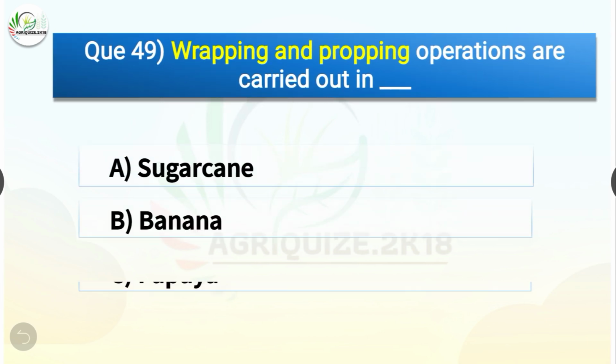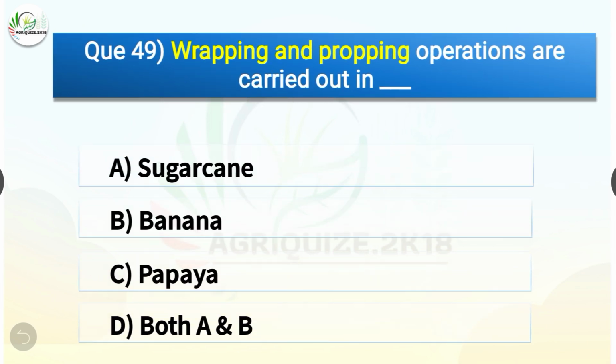Question number 49. Wrapping and propping operations are carried out in dash. The options are sugarcane, banana, papaya, or both A and B. The correct answer is option A, sugarcane. So wrapping and propping operations are carried out in sugarcane.